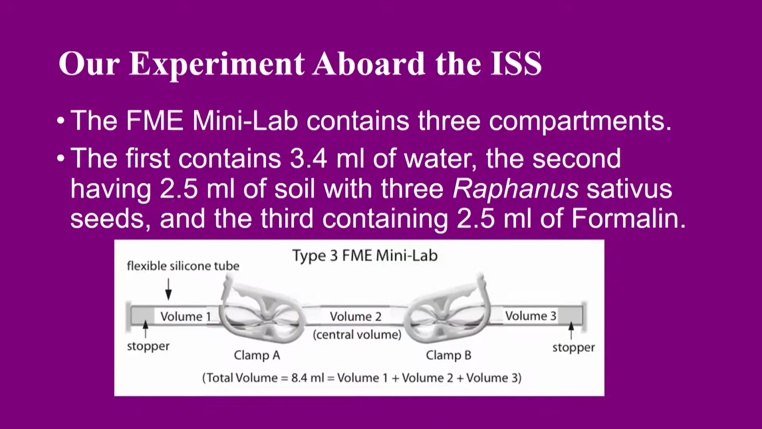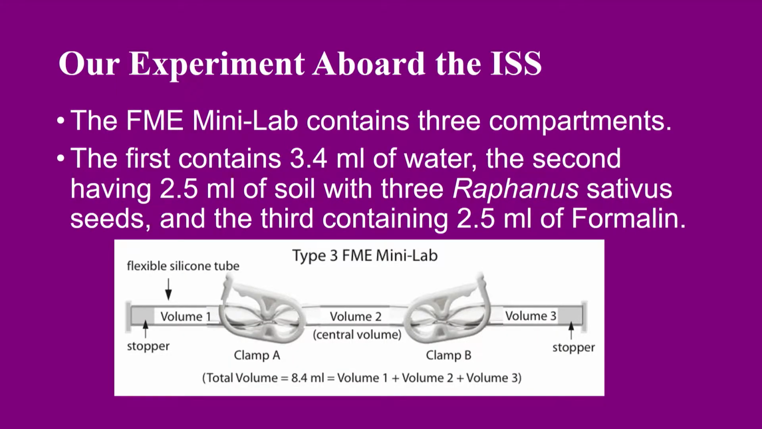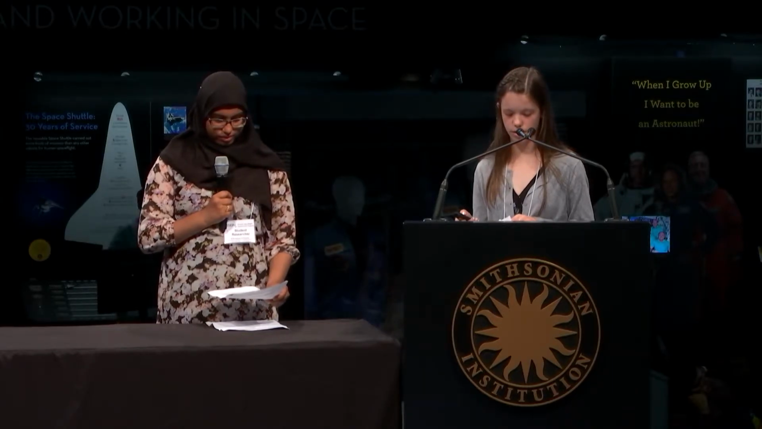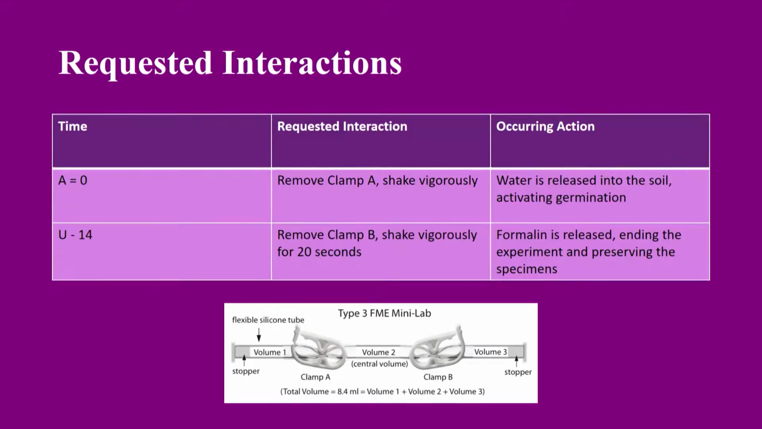Our experiment aboard the ISS was a Type 3 FME mini-lab. Our project contained 3 compartments. The first one contained 3.4 milliliters of water. The water was the activator for the plants to germinate. The second one held 2.5 milliliters of soil and 3 Raphanus sativus seeds, more commonly known as radish seeds. Lastly, the third one held 2.5 milliliters of formalin. Formalin was the preservative that stopped the seeds from germinating so we could observe them when they got back to Earth. Our experiment only had a couple of interactions with the astronauts.